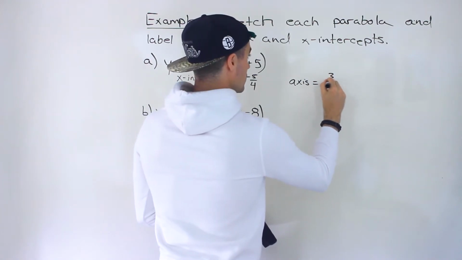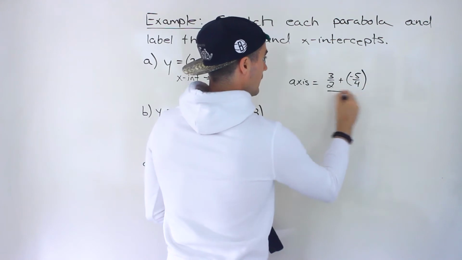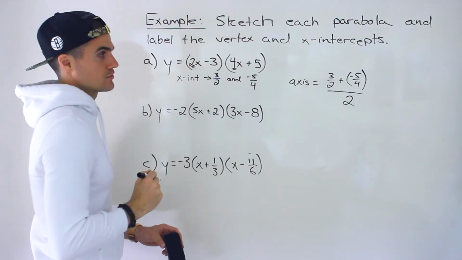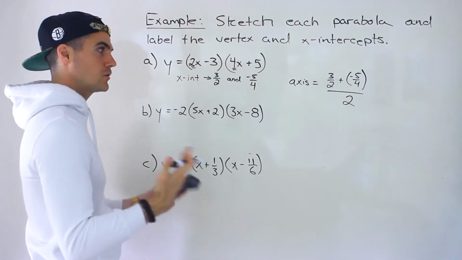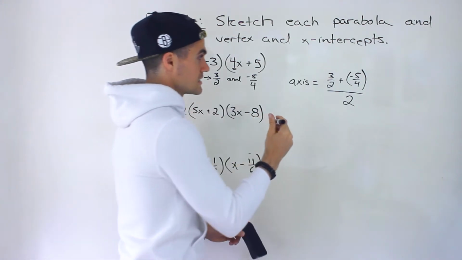So it'll be 3 over 2 plus -5 over 4. And then we just divide by 2, like that. So again, a little bit more algebra, but the overall process is the same.